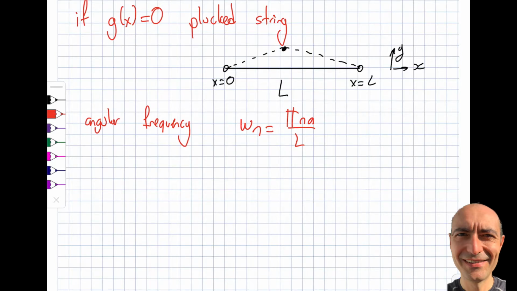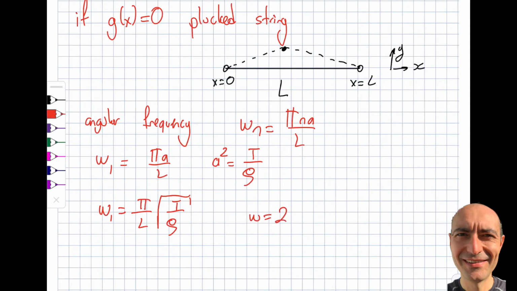Also, it's important to note that, let's say I'm looking at the first mode, which means that n is equal to 1. If I put n equal to 1, I get this one. And also I have this a squared, which is equal to T over density, where T is tension and rho is density. If I plug it in, the first angular frequency is going to be pi by L, and a is going to be the square root of T by rho.